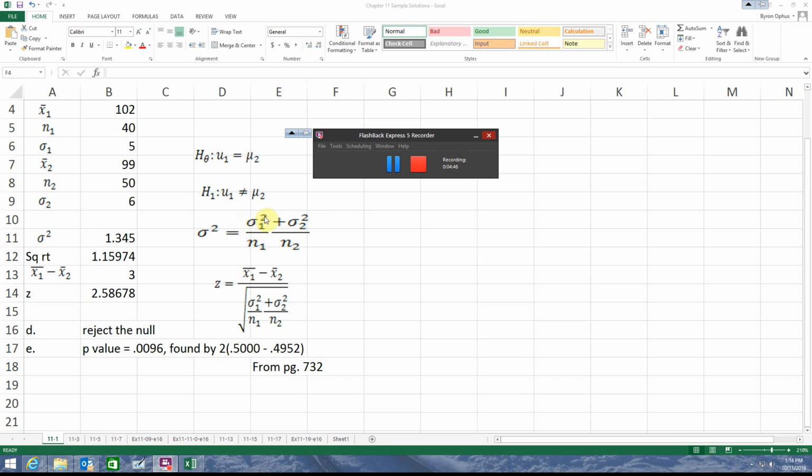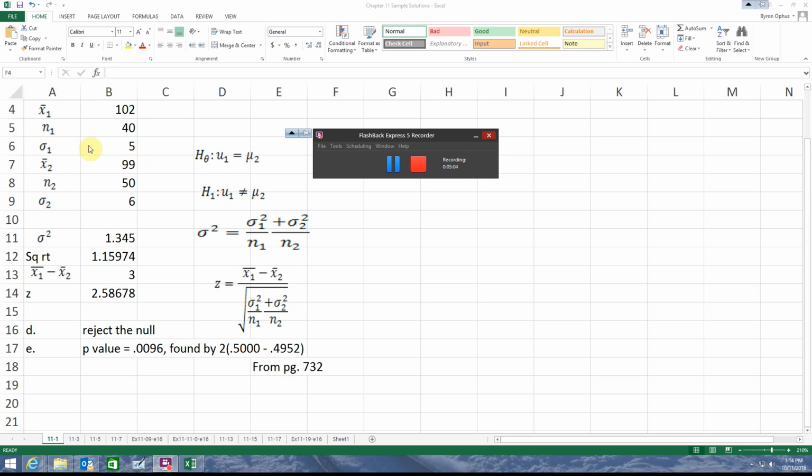So it's the standard deviation squared, or the variance of 1, divided by the sample size of 1, and the variance of 2 divided by the sample size of 2. I probably said it wrong. You guys just hang on.